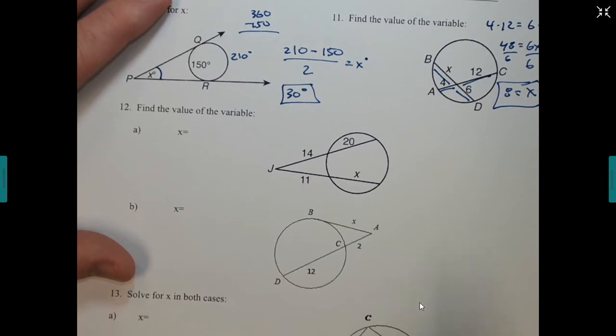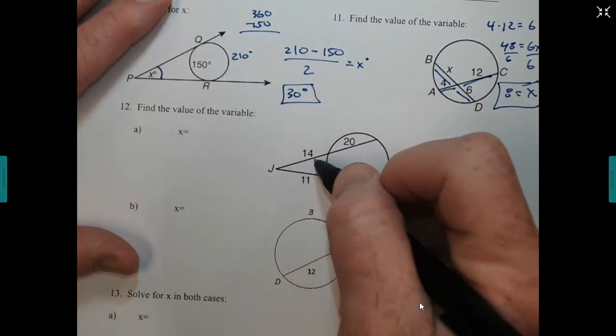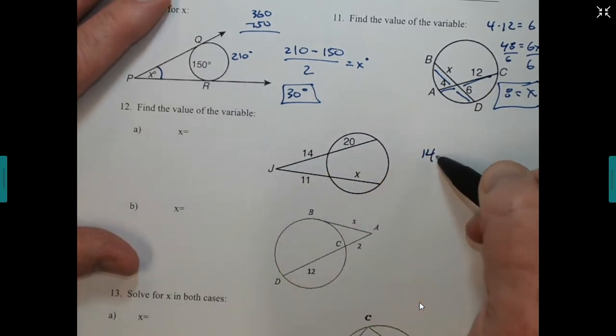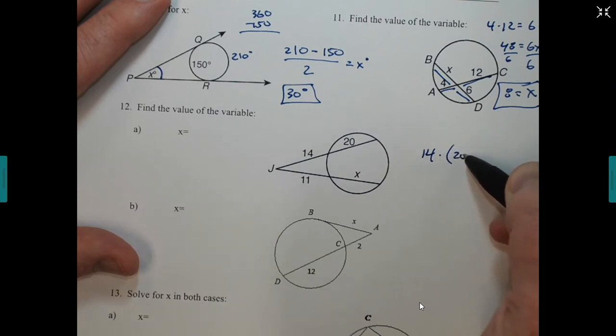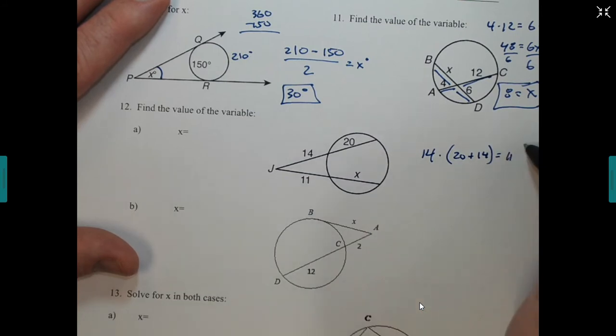Another application of the formula. Remember, the outside times the whole thing. 14 times 20 plus 14 has to equal the same thing on the other segment: 11 times 11 plus x.